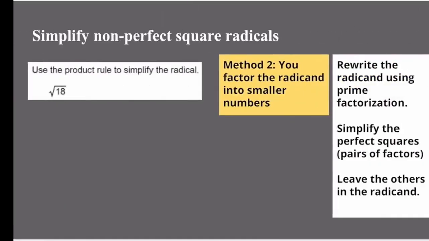So method 2, let's say you don't know your perfect squares. We could still do this. In this case, we're going to use prime factorization. We're going to break this up into different factors and just shrink it. And what we're going to be looking for in this case are pairs of factors. So you have to figure out what works best for you.